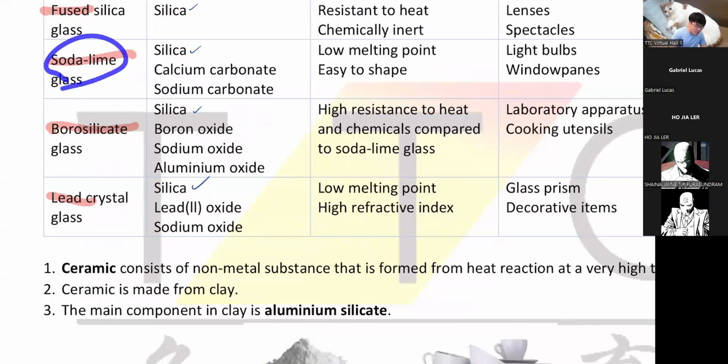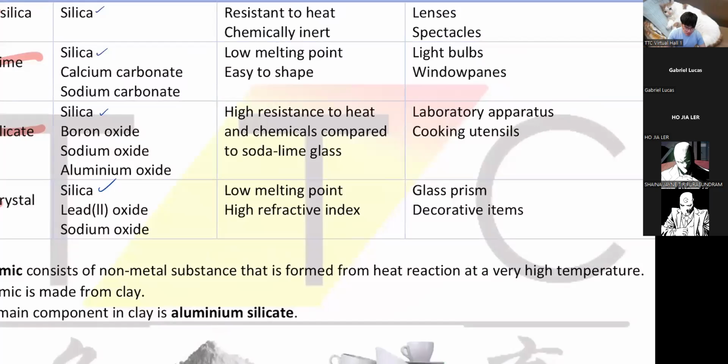Like I said, soda lime, right? You pour cold and hot water at once, your glass will break. But borosilicate, they will just be like, yeah, this is nothing. You pour cold water and then hot water, your borosilicate will just chill. No breaking or whatsoever because they are very strong. So this is why we use them for cooking utensils.